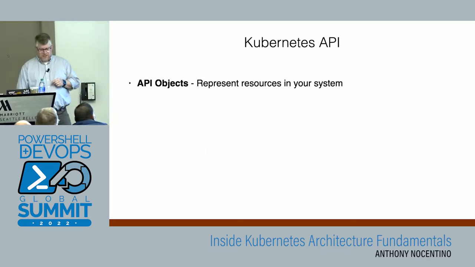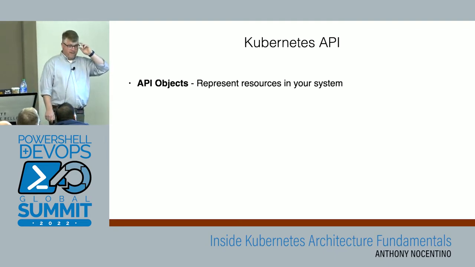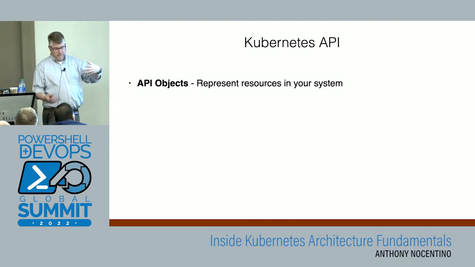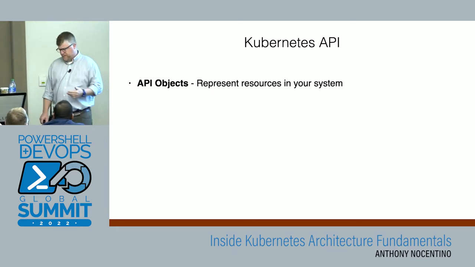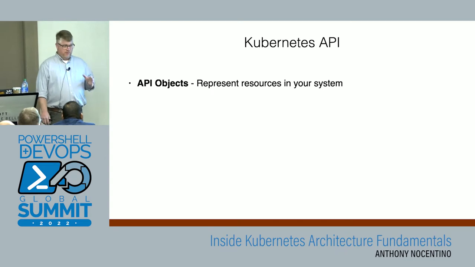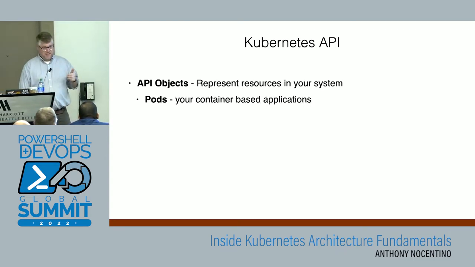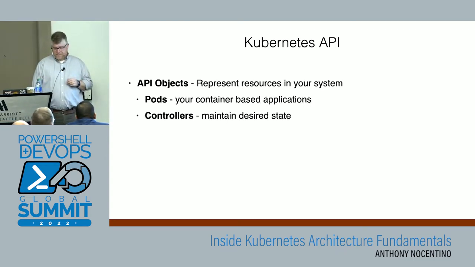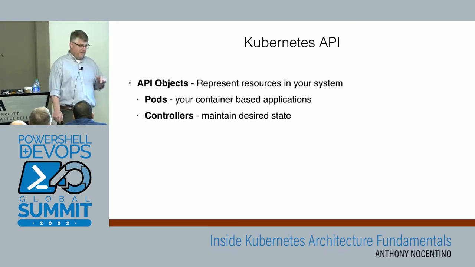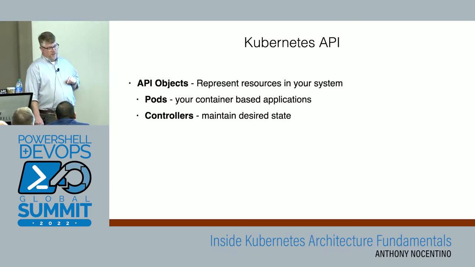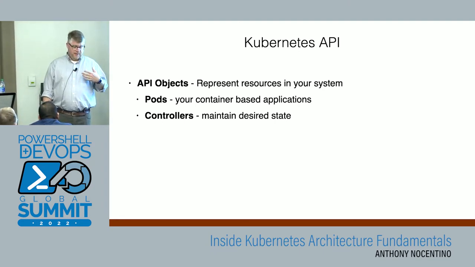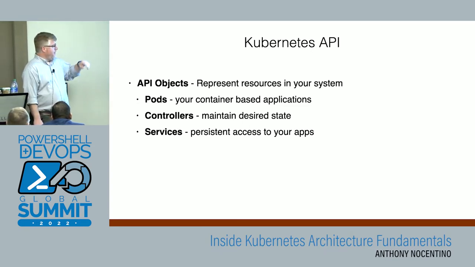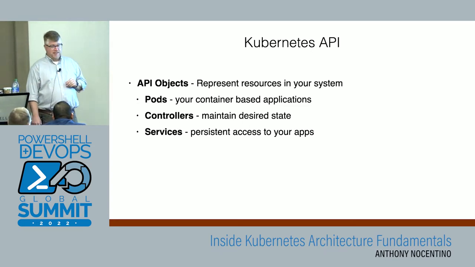So let's jump ahead. API objects, right? We have that thing called the API server, but we want to build stuff and deploy apps. That's where these API objects come in. They represent the things in your system or the resources available in your environment. Pods are going to be your container-based applications, right? Controllers are going to be the things that maintain your desired state. We're going to focus today on what's called a deployment controller, and a deployment controller will create a workload or an application that we want to deploy in our cluster, right? And then services are going to be persistent access to our applications.